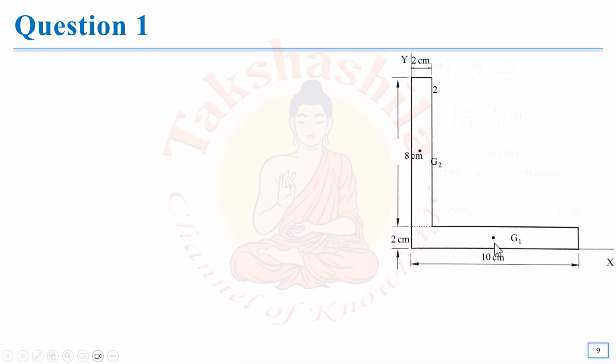I hope you remember. What will be the distance from the left side to this point? It will be base by 2. And what will be this vertical distance? It will be total height by 2. Similarly, for this rectangle alone, the distance from the left side to this point will be the total width by 2, and from this bottom, that is from this dotted line, to this G2 point, what will be the height? It will be 8 centimeter divided by 2, the height of the rectangle divided by 2.